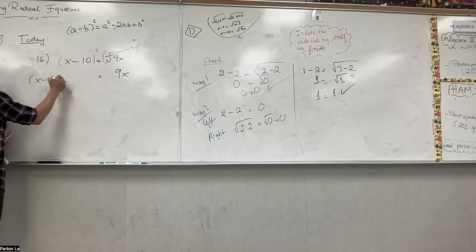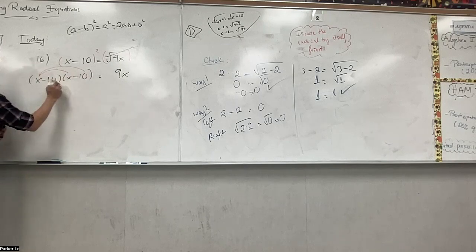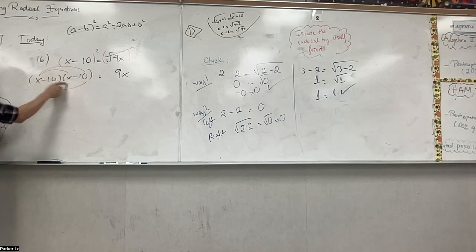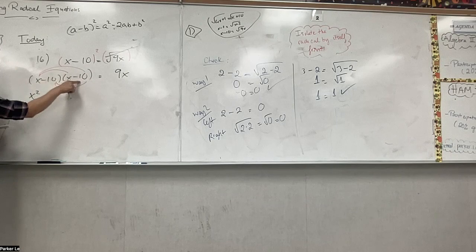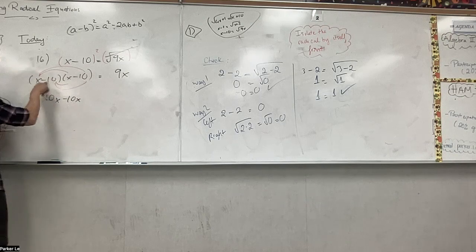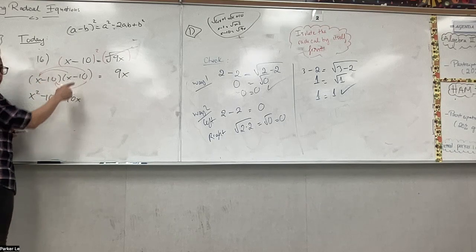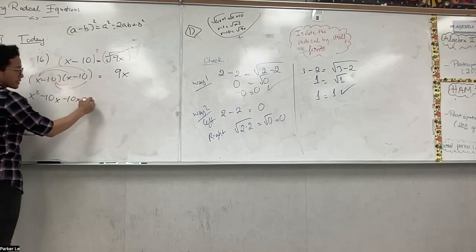That's x minus 10, x minus 10. So tell me what you write. You do the foil, okay? X squared, minus x times negative 10. Right, very good. And next one, minus 10x. Negative 10 times negative 10, 100.